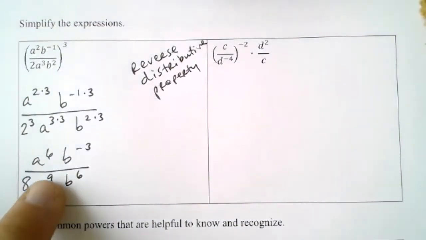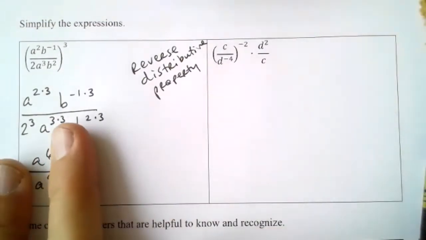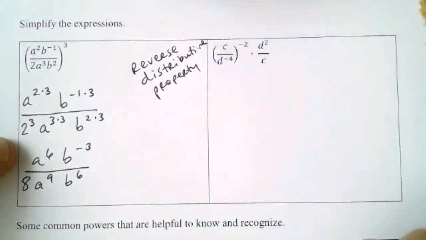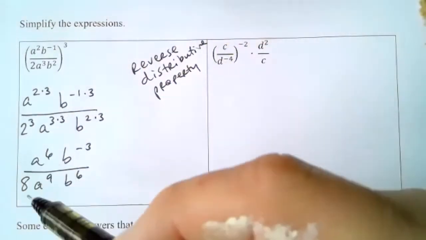Now, all you have to do, think of this in sections here, okay? So this is, obviously, we've got 1 over 8 as a fraction there.